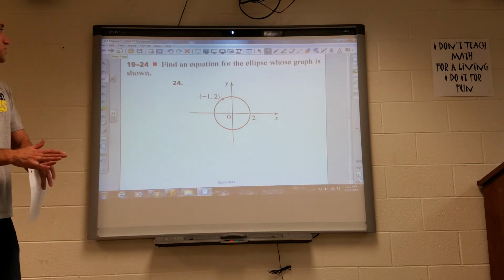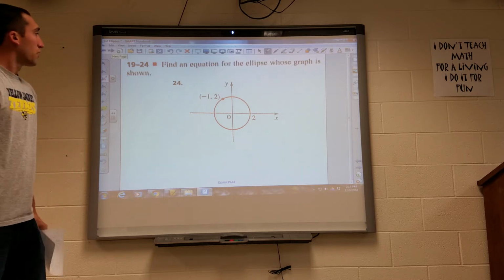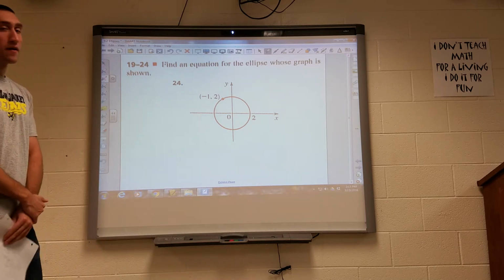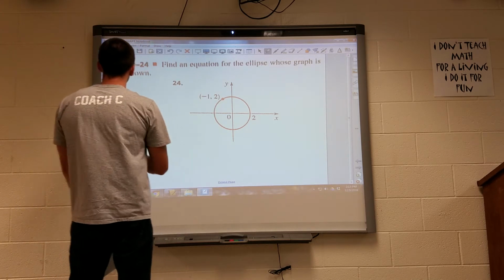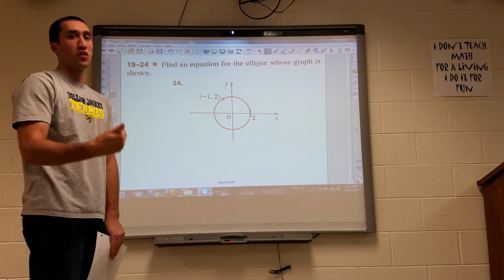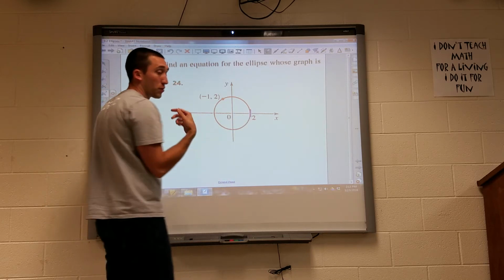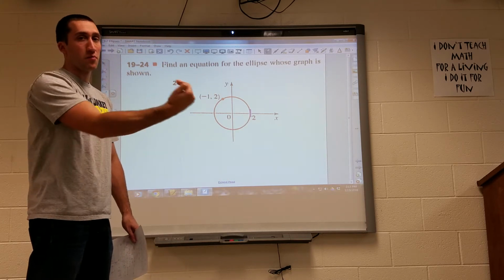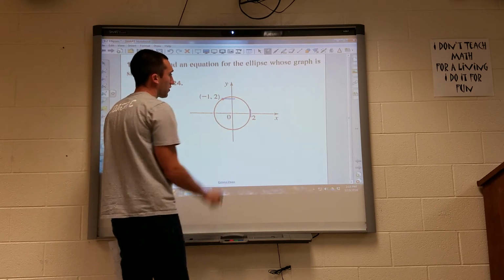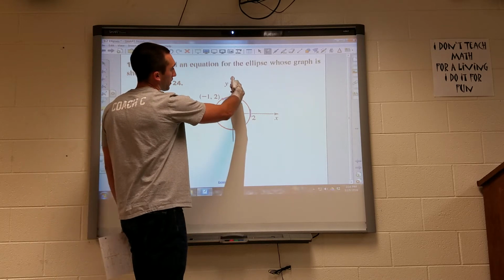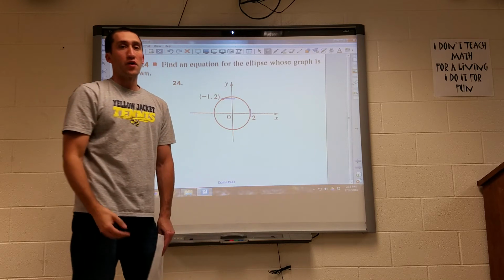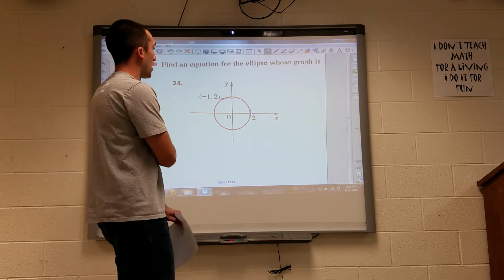Next, find an equation for the ellipse whose graph is shown. So they've given us this ellipse here. We need to go ahead and determine the equation from there. So if I take a quick look at this point, they're telling me that this is at the point 0, 2. So I know that that is either my A or B, depending on whether or not it's the major or the minor. But I know that it's got to be my minor because this is y equals 2. So we can see that the y is going to be a little bit larger than 2. So I know that my A has to be under my y.